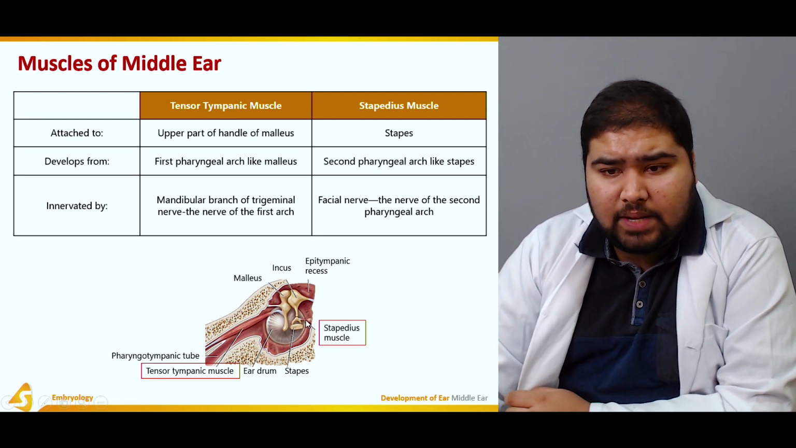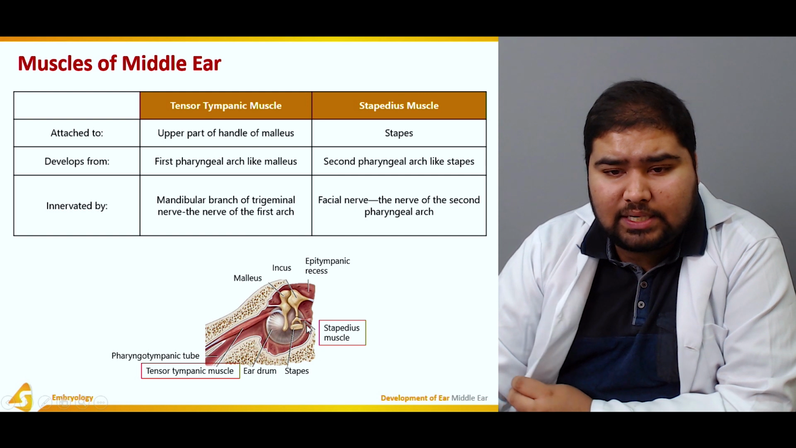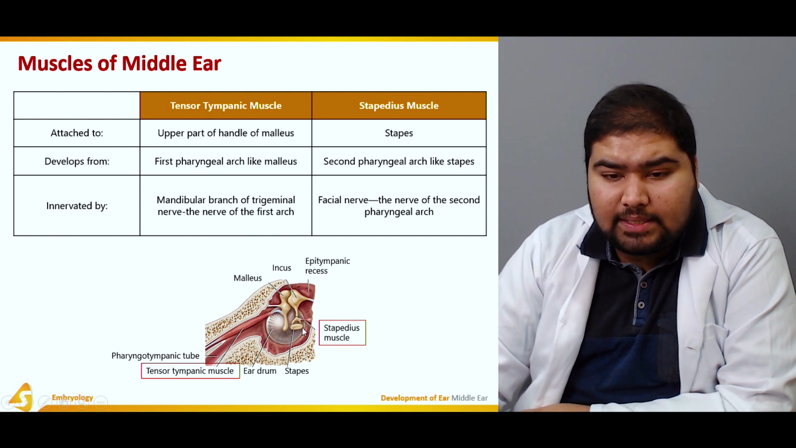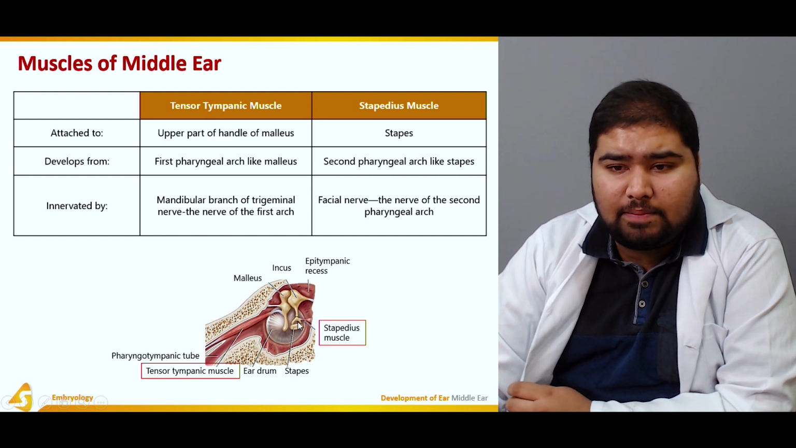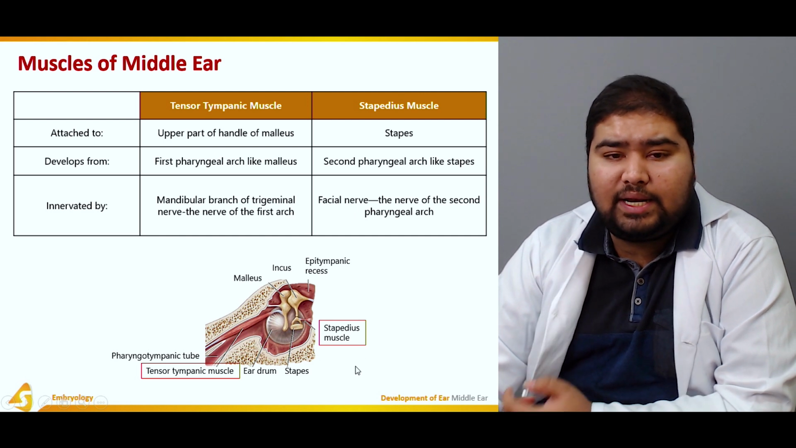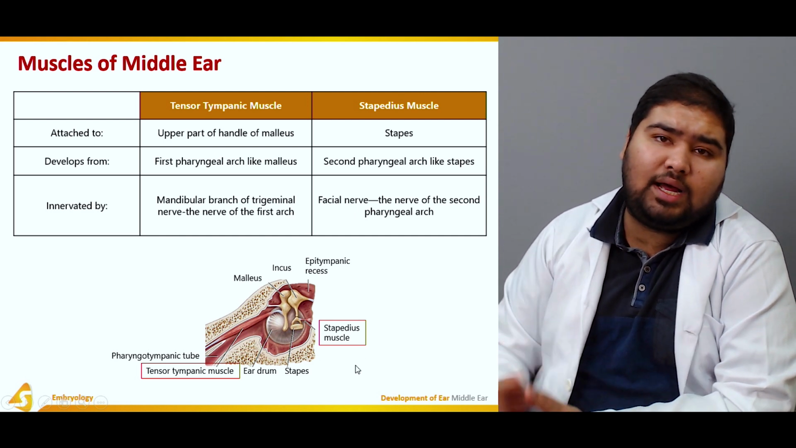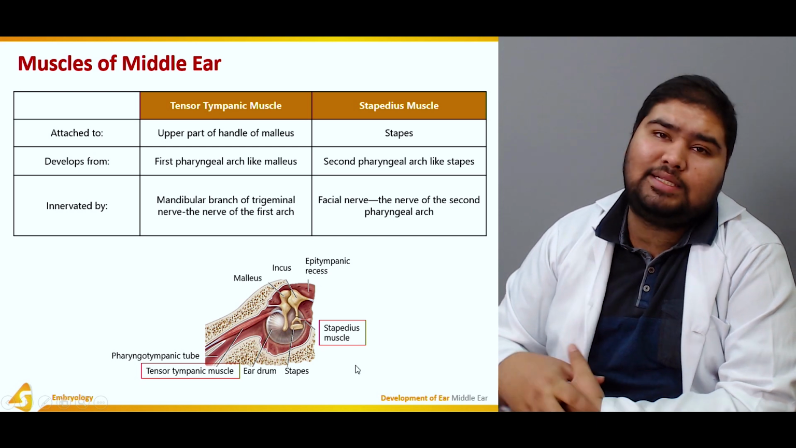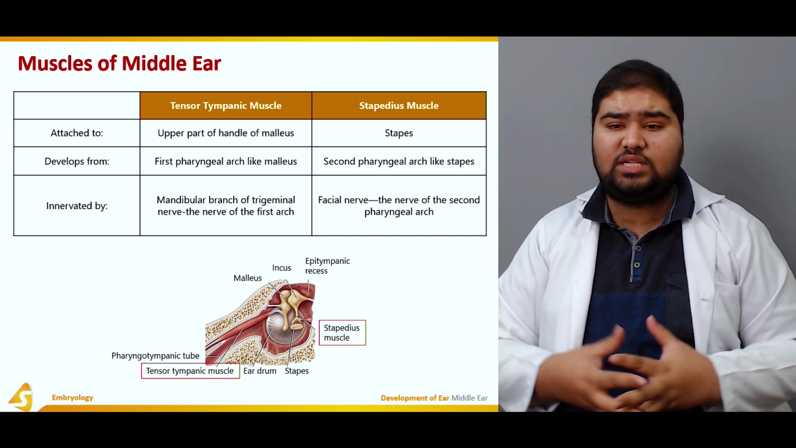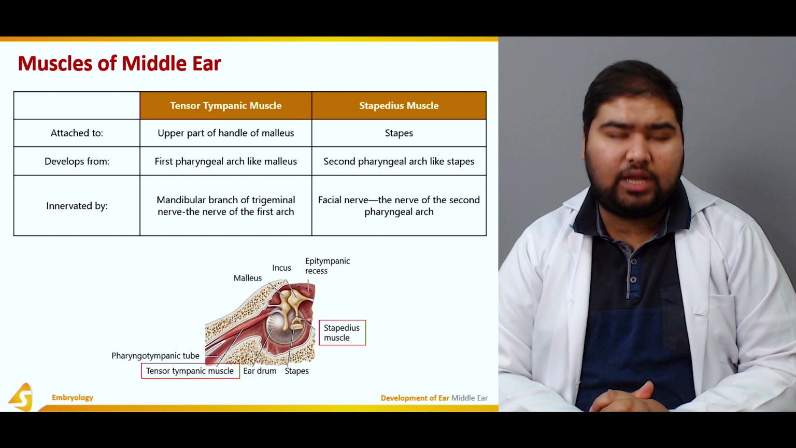Now let's move on to the stapedius muscle. So this is the stapedius muscle. The stapedius muscle is attached to the stapes. Here you can see it is attached to the stapes. And it arises from the second pharyngeal arch just like the stapes, and it is supplied by the facial nerve, which is the nerve of the second pharyngeal arch.